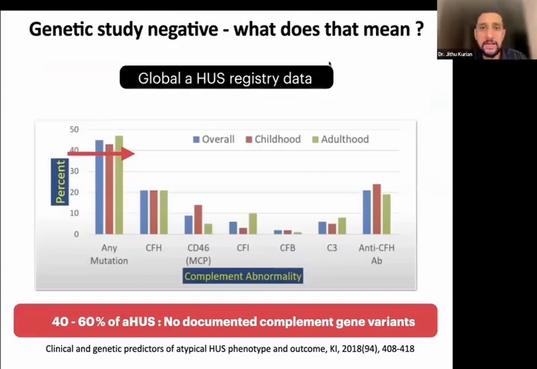So with a negative genetic study, what does that mean to you? Global aHUS registry data shows that mutations are seen in only about 40 to 50% of atypical HUS, and many times no documented complement gene variants are found. The most common are CFH and anti-CFH, followed by CFI, CFB, and C3.